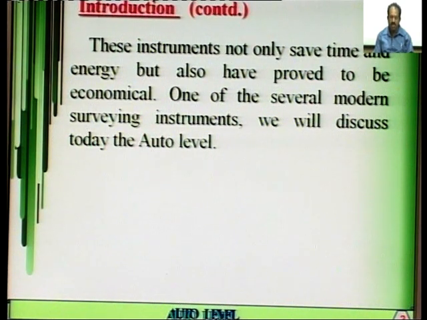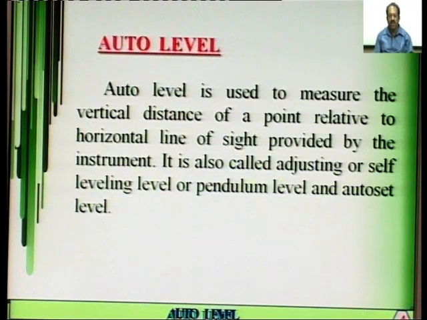So, this is a new instrument and is known as auto level. Auto level is used to measure the vertical distance of a point relative to the horizontal line of sight provided by the instrument.